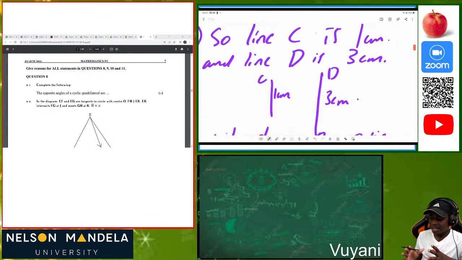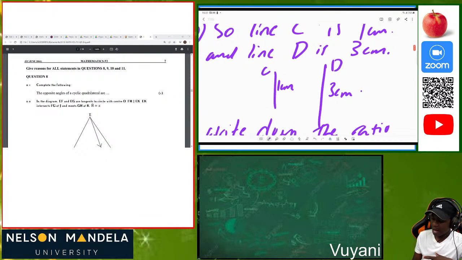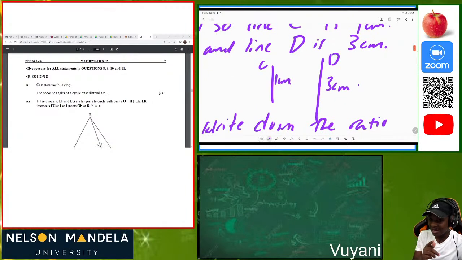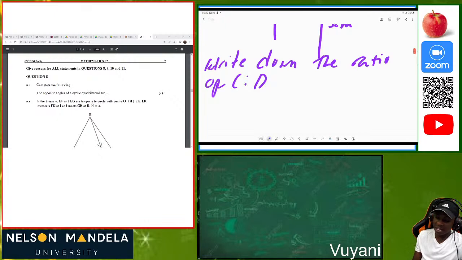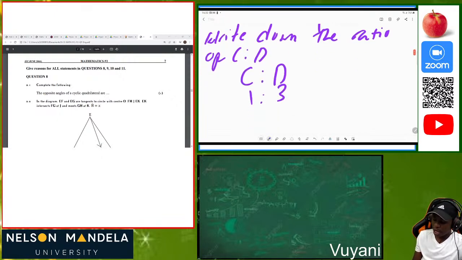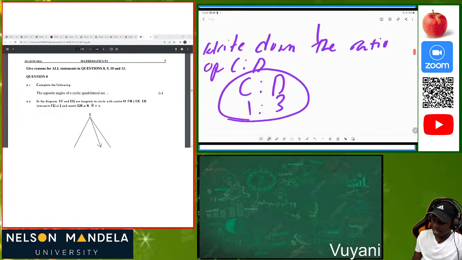So now they will tell you that we have line C, which is 1 centimeter. It's a vertical line. And we also have line D, which is 3 centimeters, which is also a vertical line. Now they tell you, write a ratio of C is to D. We know that C is to D is the same as 1 is to 3.